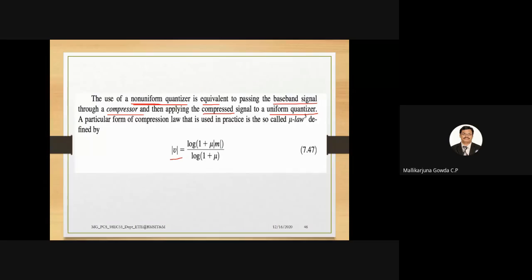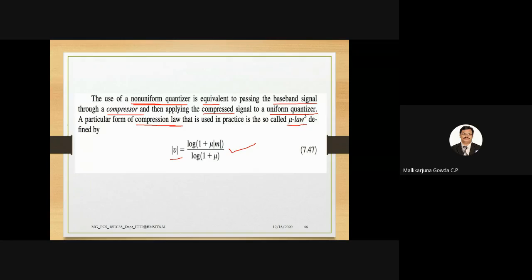So there is a law known as mu law. This is known as the compression law. A particular form of compression law which is used in practice is known as mu law. And that mu law is defined mathematically like this: V of mod is equal to log of 1 plus mu into mod of m, divided by log of 1 plus mu.